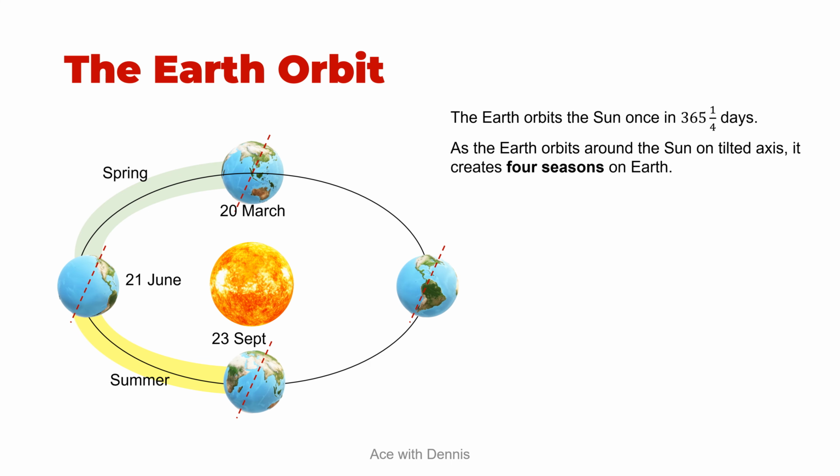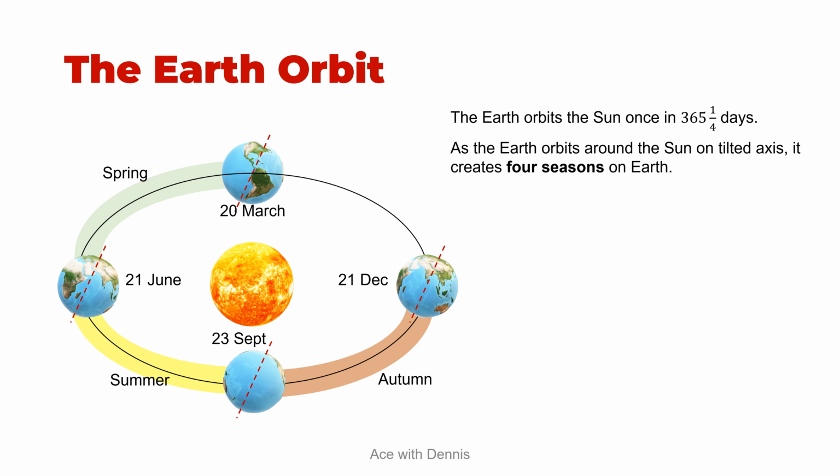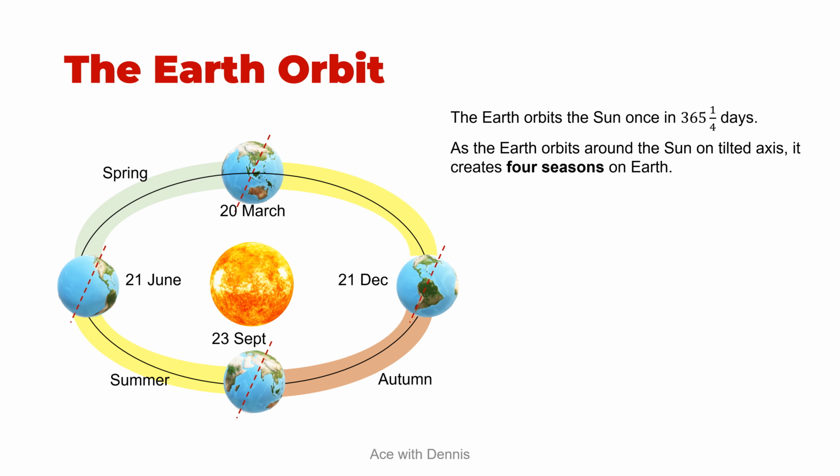And when the Earth is at this location, the date is 21st of December. From 23rd of September to 21st of December, the season is autumn. And from 21st of December to 20th of March, it is the winter season.